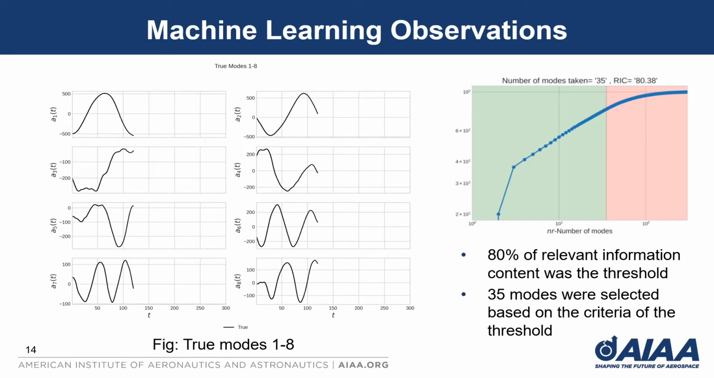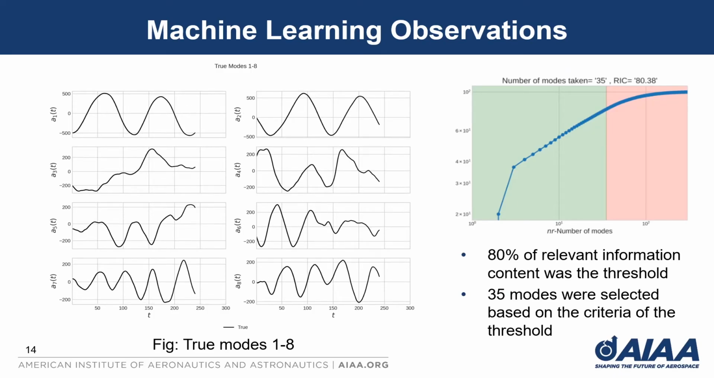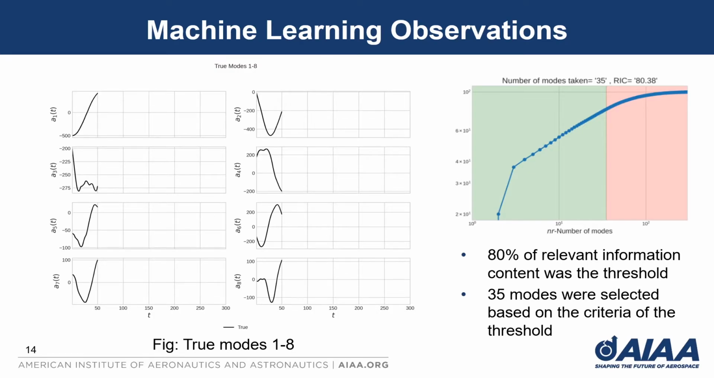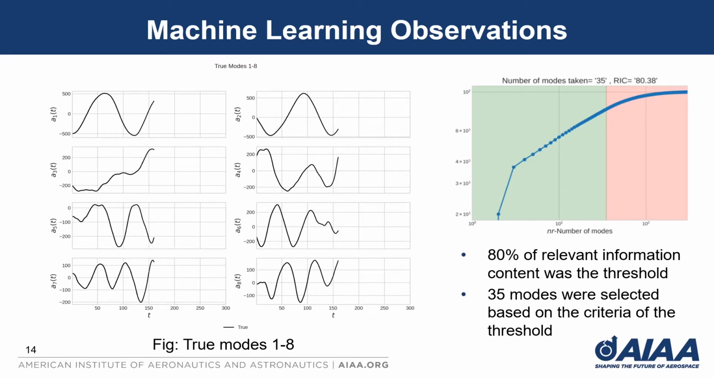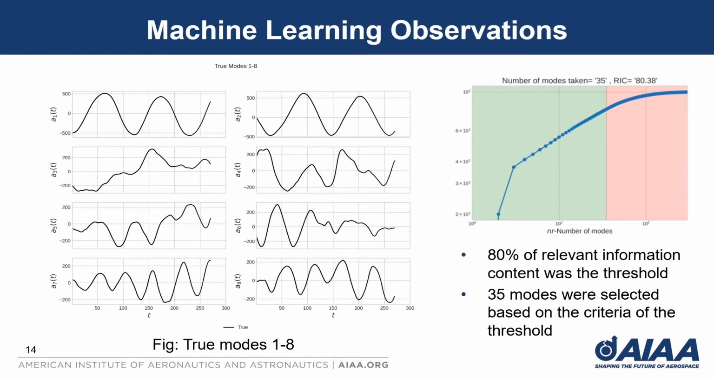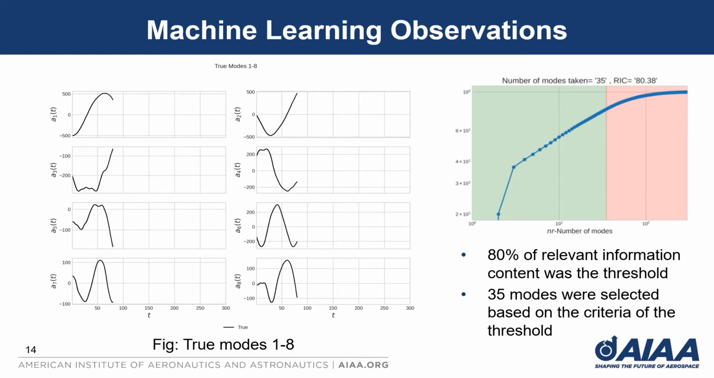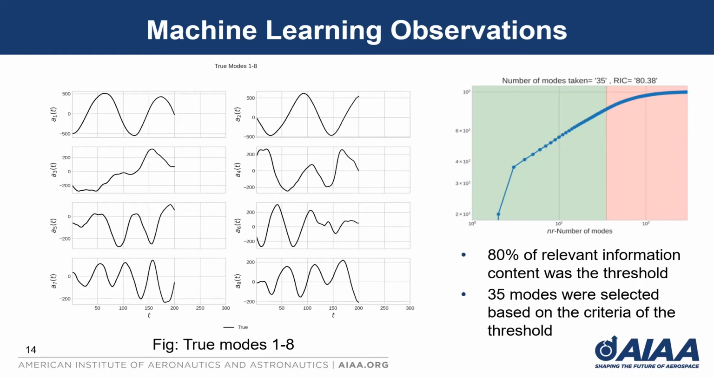Moving on to machine learning observations. On the right, you can see the relative information threshold plot. We selected 80% of relevant information content for our threshold, and from this, 35 modes were selected.